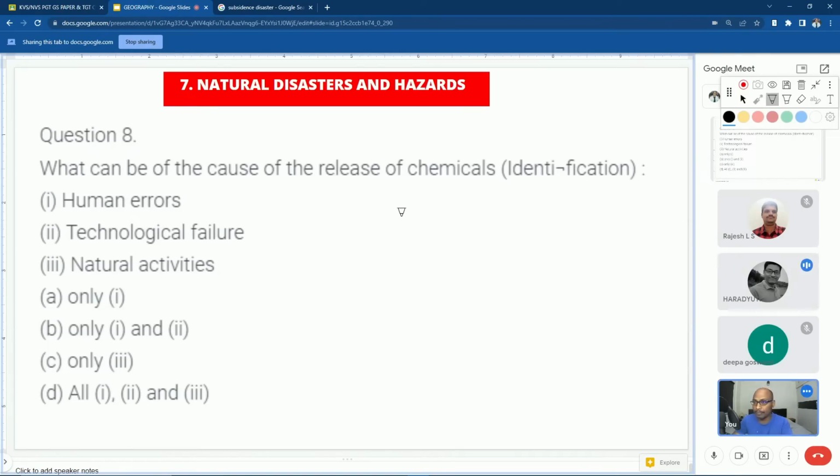Yes, sir. What can be the cause of the release of chemicals? Human errors, technological failure, natural activities. Only one, or only 1 and 2, or only 3, or all of 1, 2 and 3 are the reasons for the release of chemicals. Human errors, technological failure, and natural activities. All can be the reason, correct? All, sir. Right.